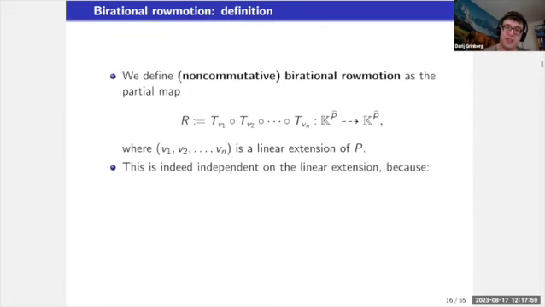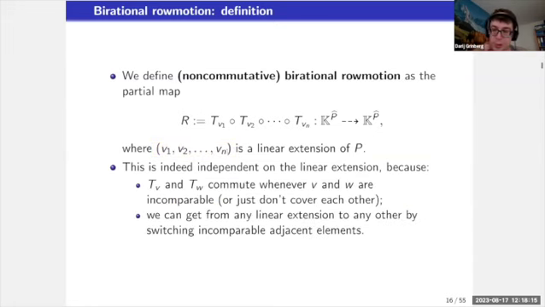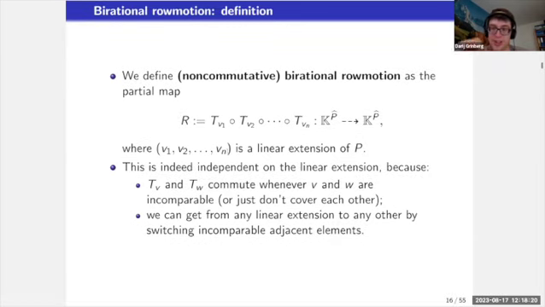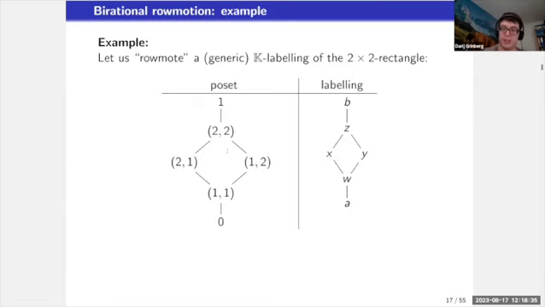Now we define non-commutative birational rowmotion to be the composition of all these toggles. Again, composing them from top to bottom, so composing them along a linear extension. And this is independent of the linear extension you choose, because if two elements of the poset are incomparable, then their toggles commute. And you can get from one linear extension to any other by just repeatedly swapping adjacent elements that commute, that are incomparable. So let's do an example.